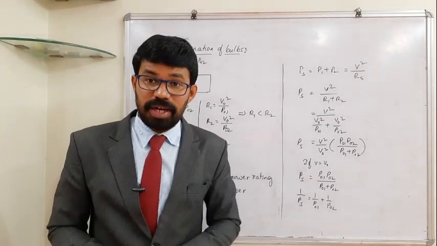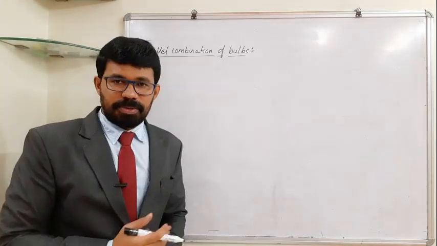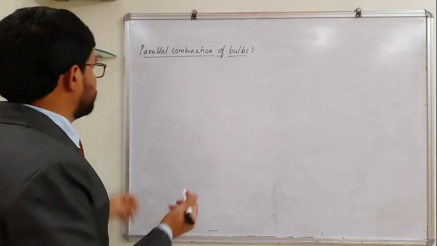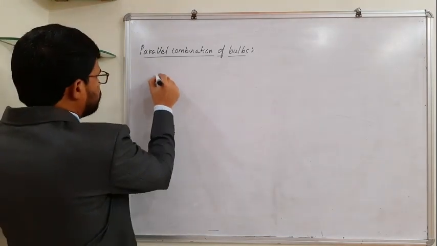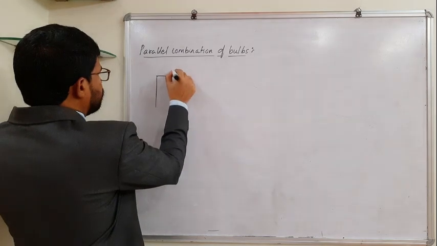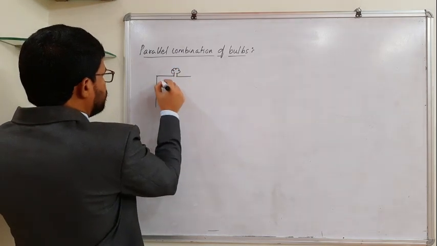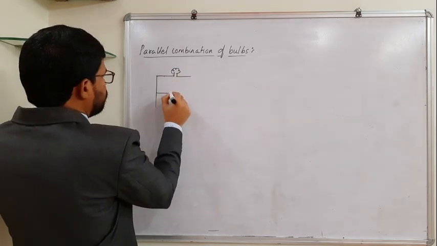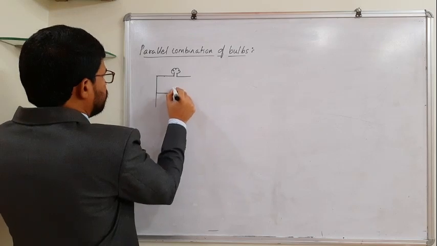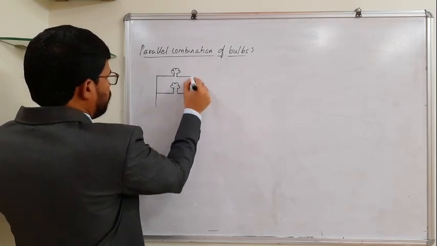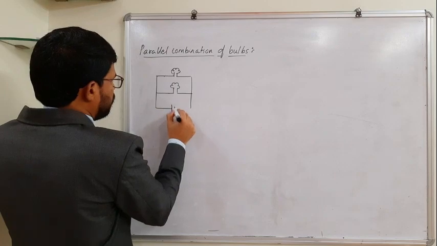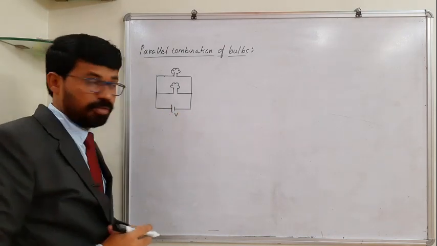Now let us proceed with the parallel combination of bulbs. I'll consider two bulbs here. Let us say this is one bulb, and this is another bulb. Both are connected across a source, which is offering a potential of V.